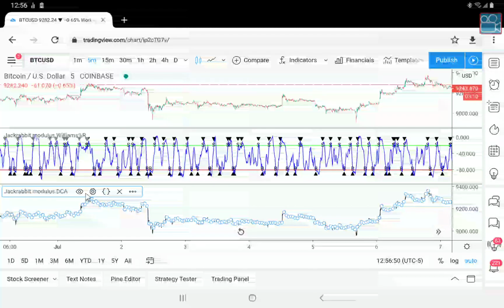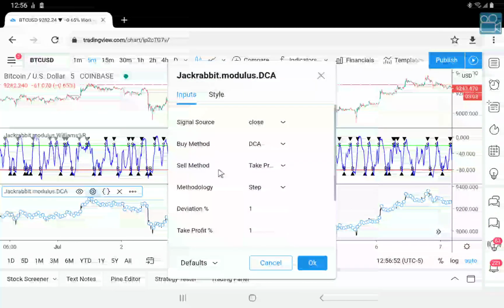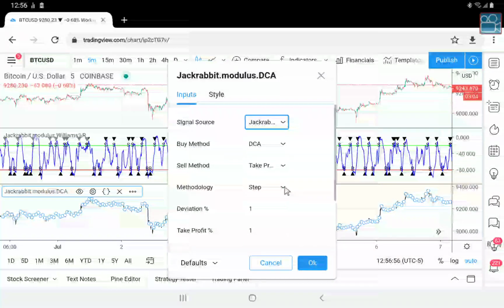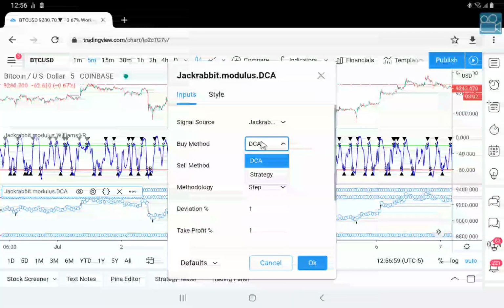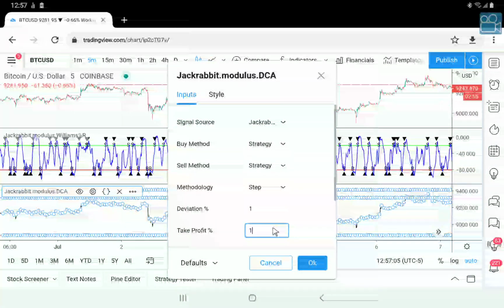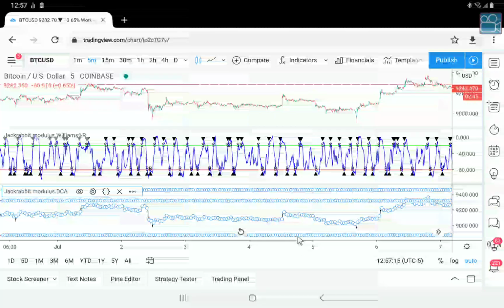Now I'm going to go with a very simple strategy-based approach. I want to keep this very easy here. Nice and organic. Now I like my take profit at 1.5% because that covers slippage and fees for Binance America. And here we go.